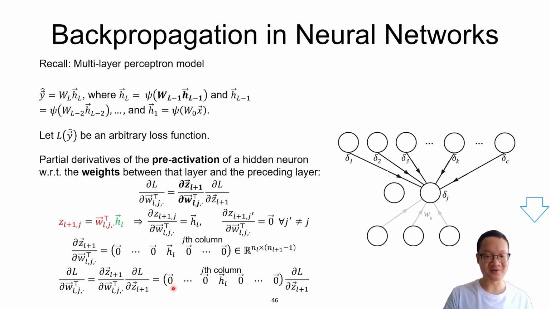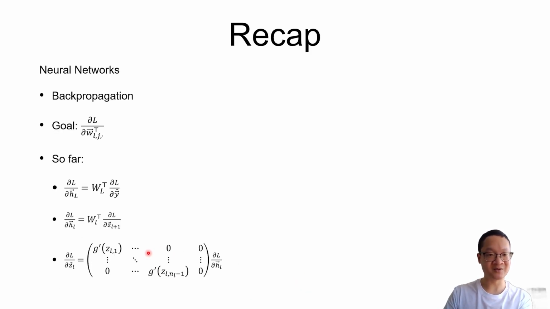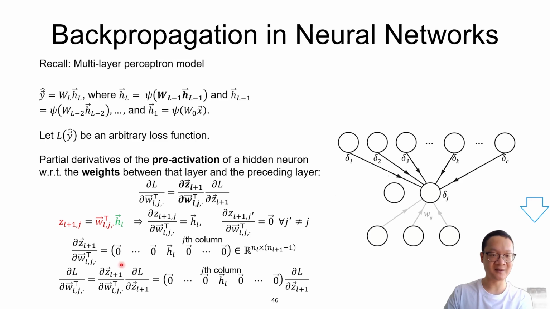So it's going to be a matrix of all zeros except for the jth column being HL multiplied by partial L partial ZL plus 1. And we know what this is because we have previously determined it. So that was this part, right? And then, of course, partial L partial Zs are going to depend on partial L partial H's, and we also know what that is. We can always work backwards from the loss function layer by layer in order to obtain all of these gradients with respect to the weights.